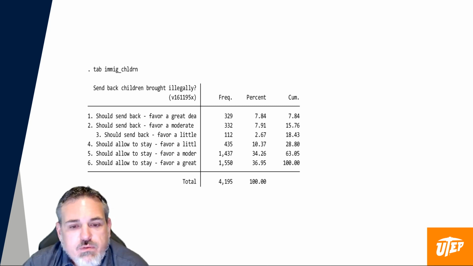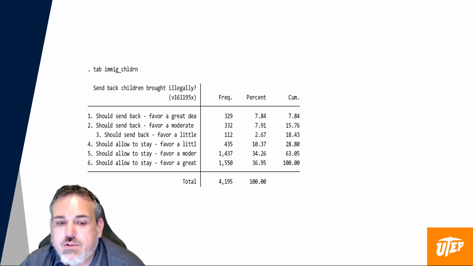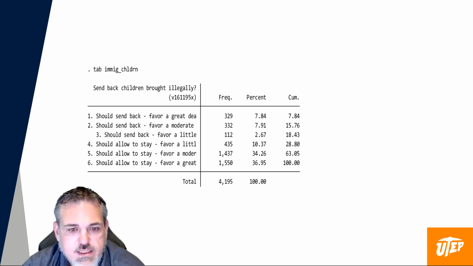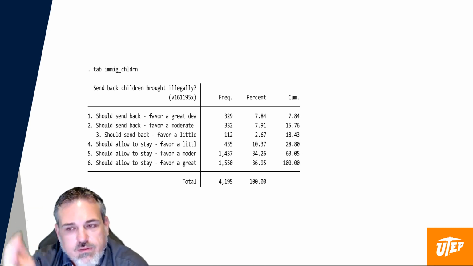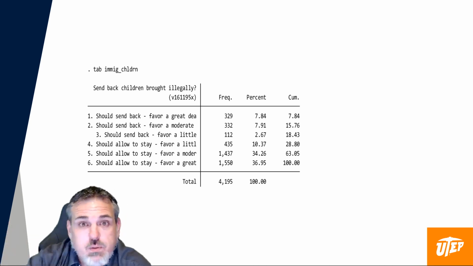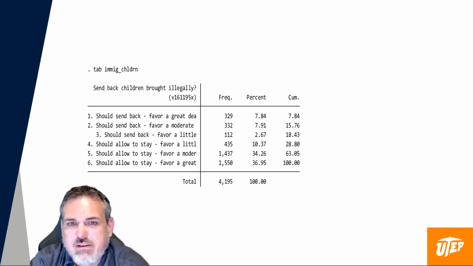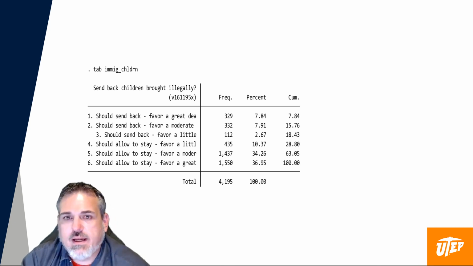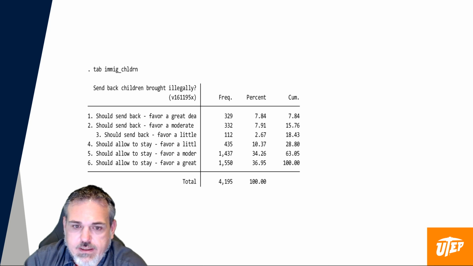But look at positions 3 and 4. Should be sent back, favor a little; should be allowed to stay, favor a little. I'm not sure what the differences between the individuals in those two categories would be. They've identified themselves as being different, but I'm not sure how meaningful that difference is. And so this is one of the qualities of an ordered or ordinal variable: it has difference between the categories, but that difference may or may not be meaningful in a quantitative sense. We can order it. We can't quantify the differences between it.